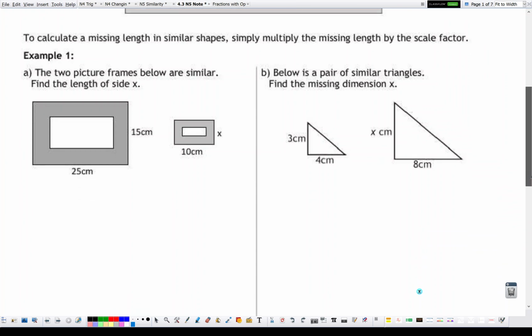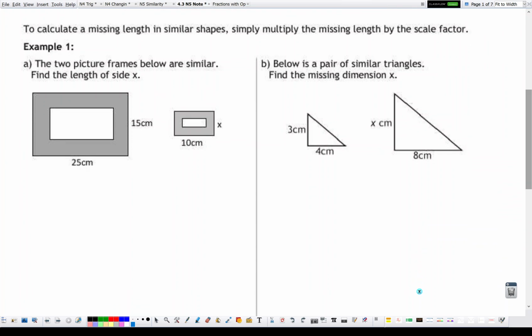Okay, so there's two stages to this. I'll do this in bullet points. First stage is find what the length scale factor is, and then use that to calculate X.